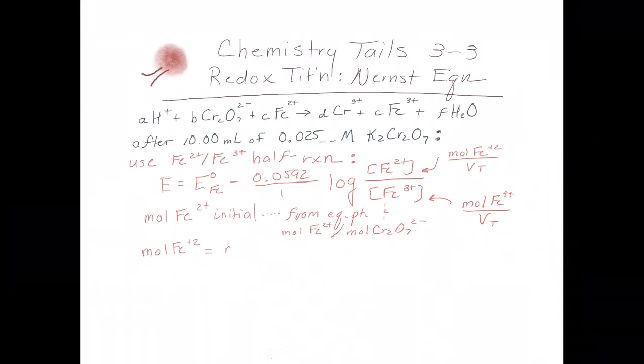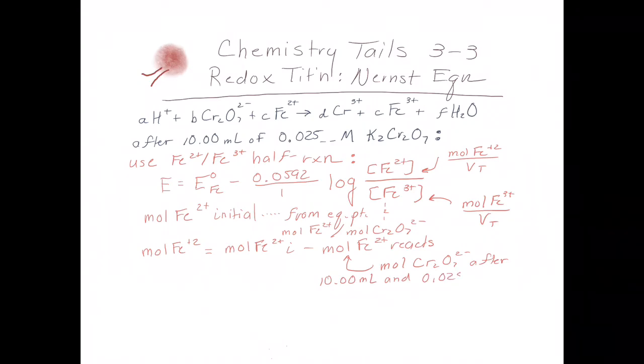Then, with that initial concentration of iron, we need to predict the number of moles that react after the addition of the 10 mL of the dichromate solution. To get the moles of iron that reacts, we need to know how many moles of dichromate are in 10 milliliters of a 0.025 molar solution. The difference gives us the moles of iron.